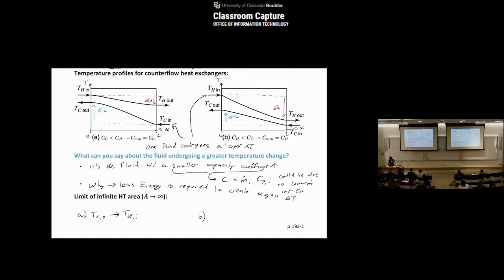What happens to the hot outlet temperature as the area of heat transfer goes to infinity? Yes? It'll approach the cold inlet temperature. Perfect. And what was your name? Dylan. Nice answer. So T hot outlet will approach T cold inlet.